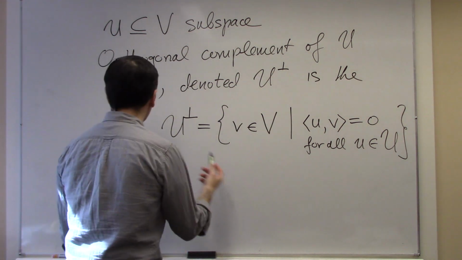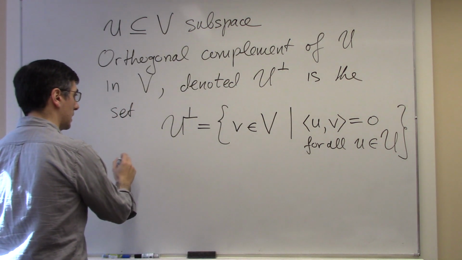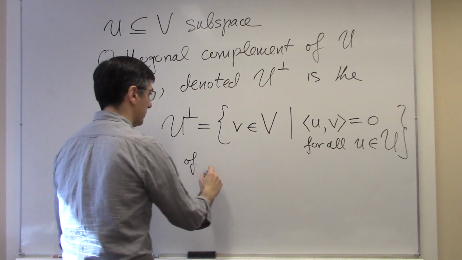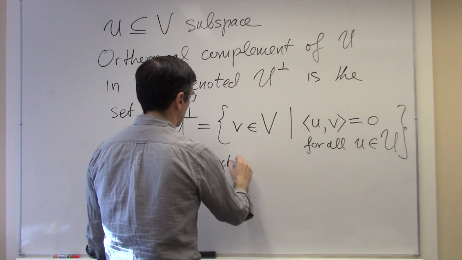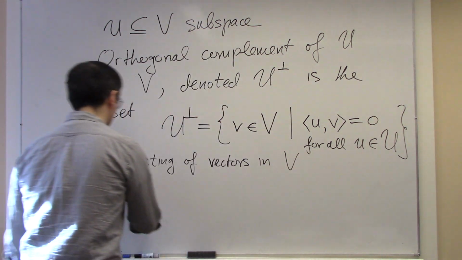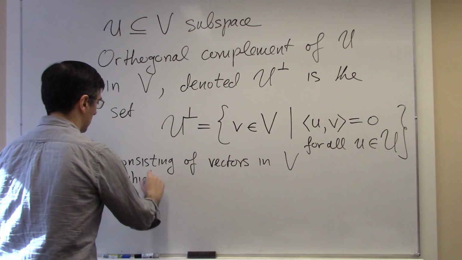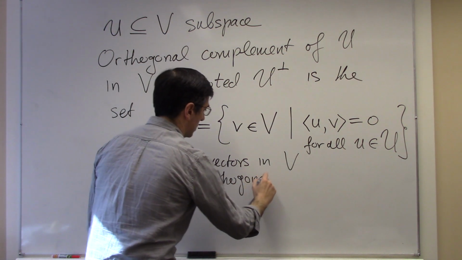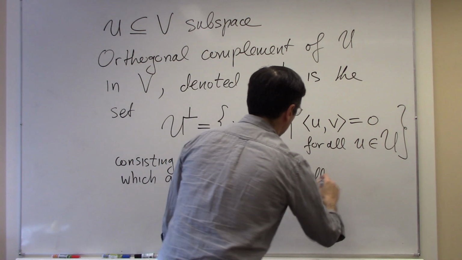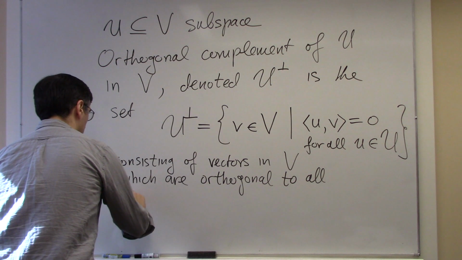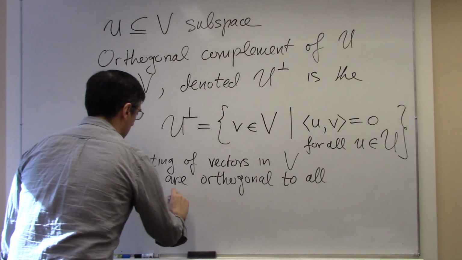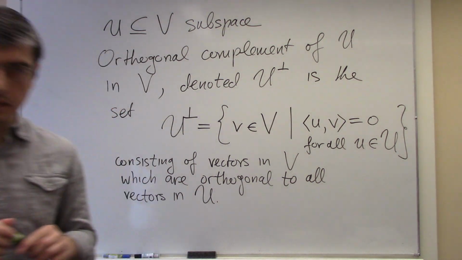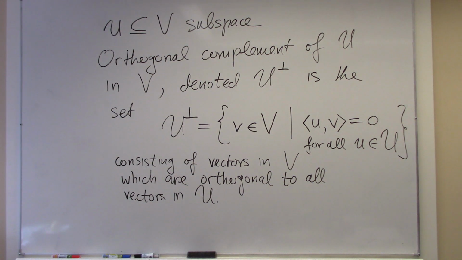Okay, so it is the set consisting of vectors in V which are orthogonal to all vectors in U. Right, and let me just check that you can see it in the camera. All right, so that's fine.